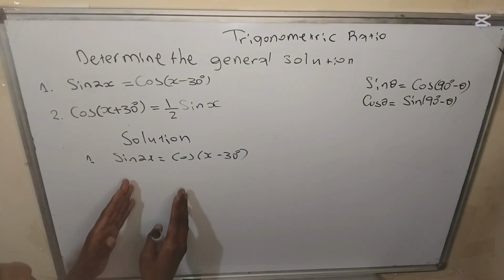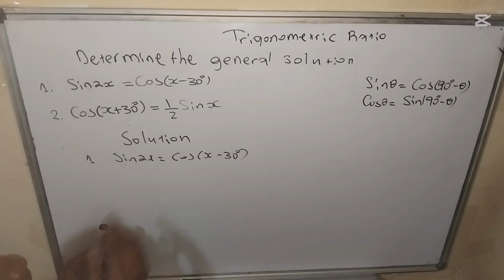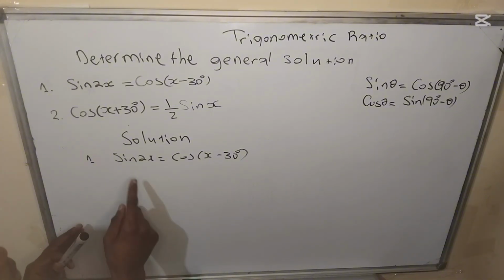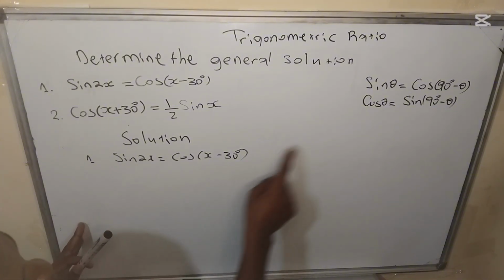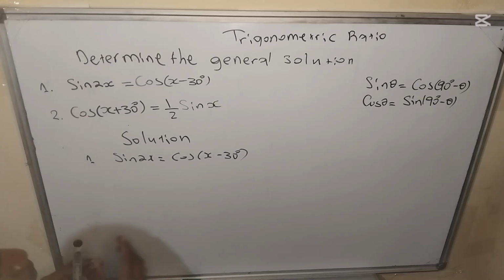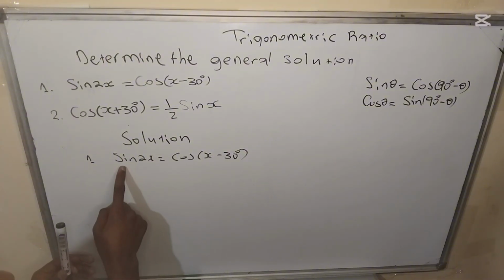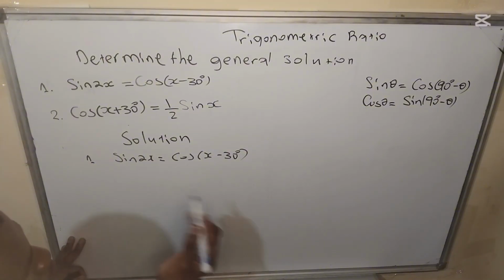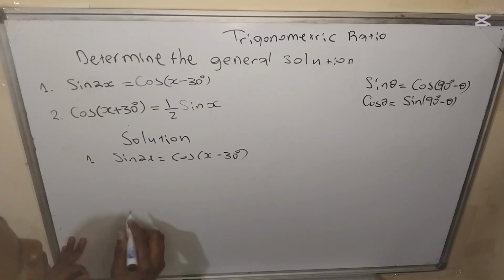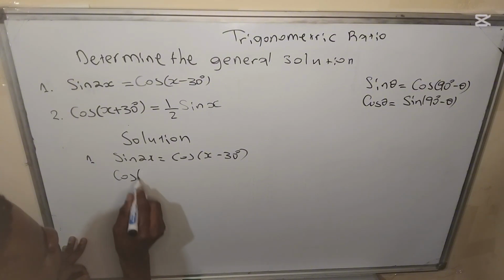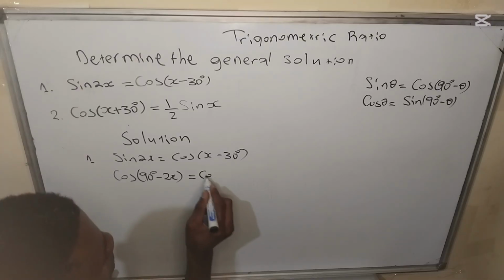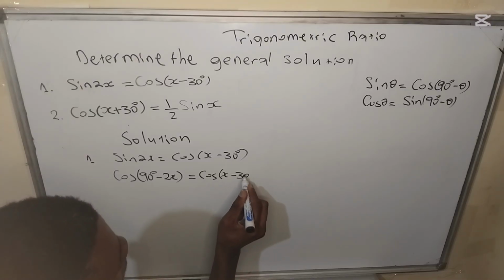In order for you to determine the general solution, you have to find the reference angle. To get the reference angle for such an equation, you have to change one of these two using the co-ratios. Either you change sine to become cos, or you change cos to become sine, right? I have decided to change sine to become cos using the co-ratios. So this sine 2x can also be transformed by saying cos (90 degrees minus 2x) equal to cos (x minus 30 degrees).